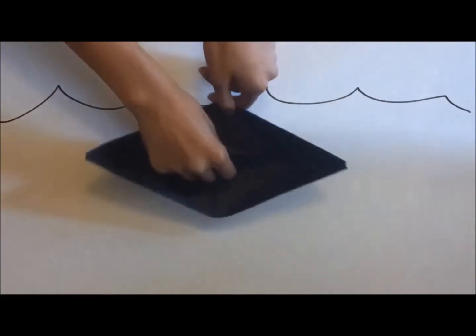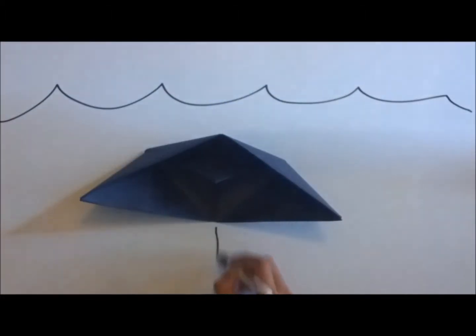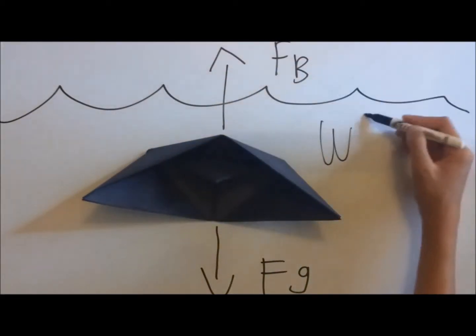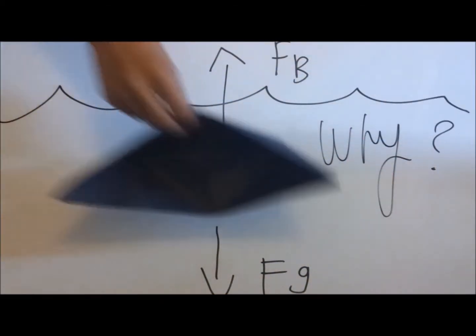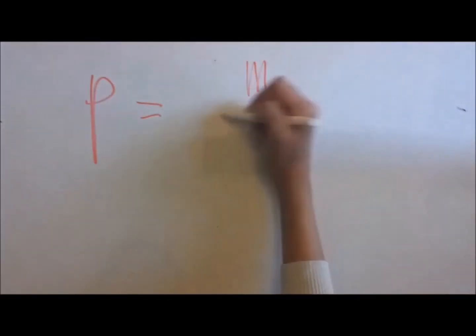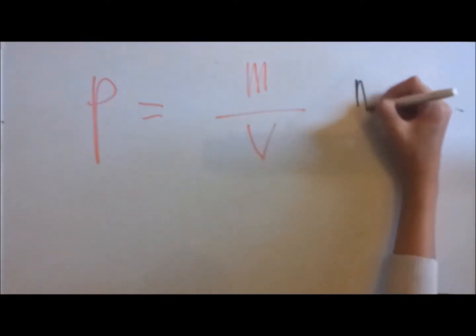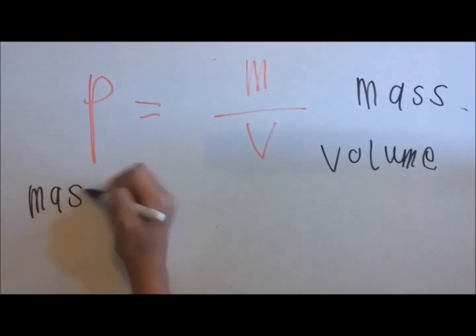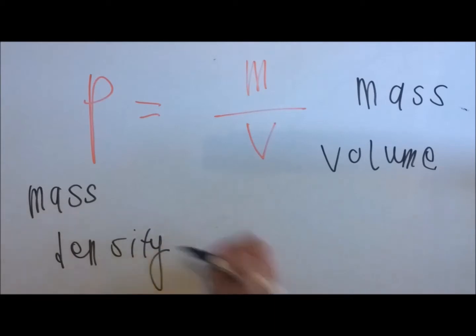However, objects still may sink because the buoyant force is not enough to keep them afloat. Density must also be taken into account. The mass density is the mass per unit volume of a substance, giving us the formula ρ equals m over v, where the mass density is represented by ρ, m is the mass, and v is the volume.